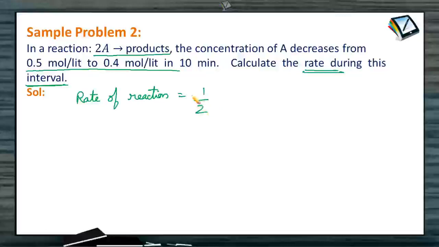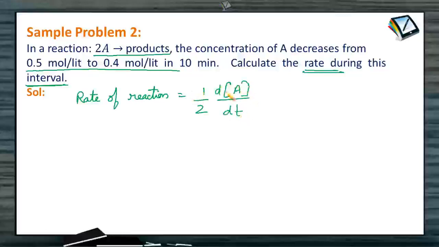Rate of reaction is equal to 1 by 2. I am not keeping the negative sign. Whenever we are writing it theoretically, we can keep the negative and positive sign. But as we know that rate is always numerically positive, while working out numericals, don't keep the negative sign. So 1 by 2 dA by dt.